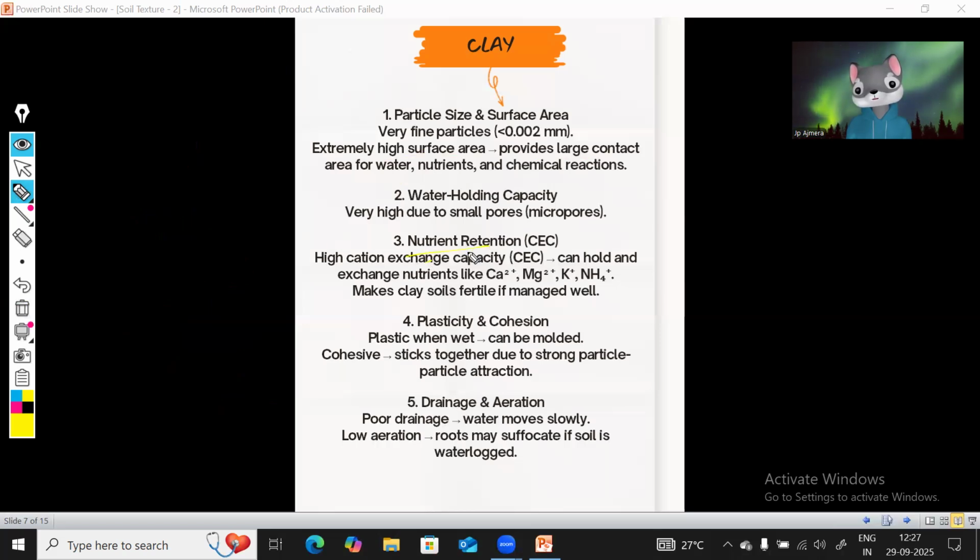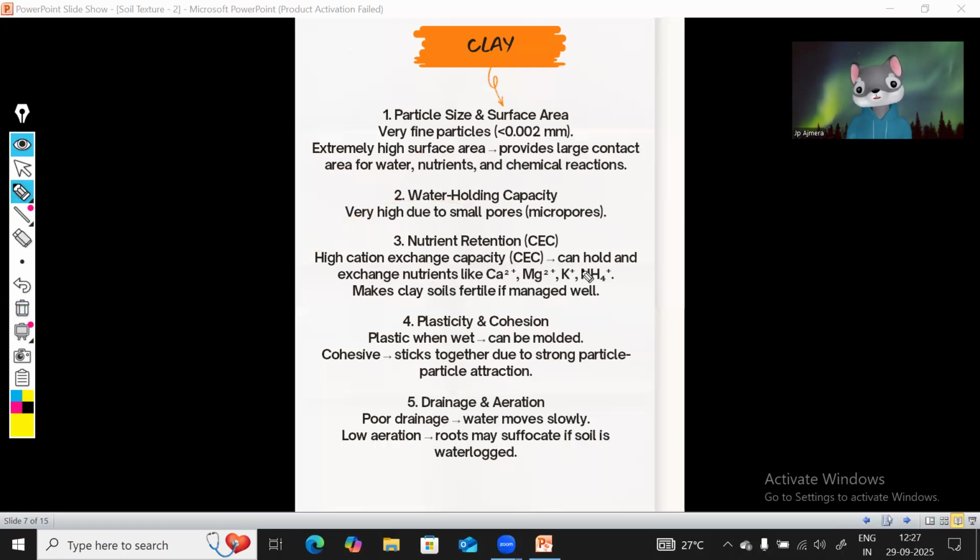Moisture retention. High cation exchange capacity, because the surface area is large. So they can provide a large area, and at the same time a large area for chemical reactions. What is chemical reaction? They are talking about chemical reaction, like physical reaction, the same as water retention.